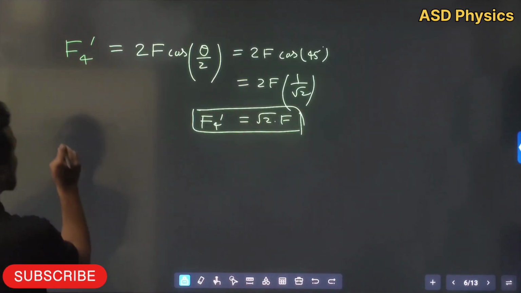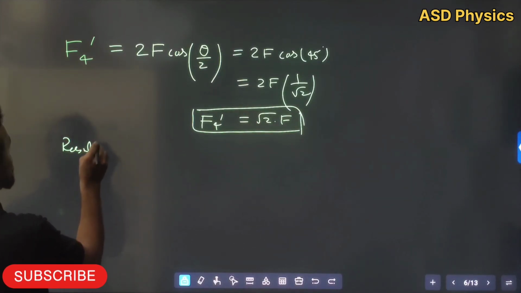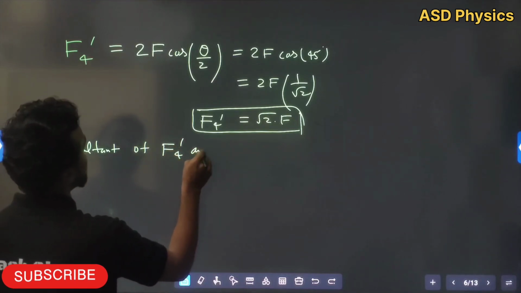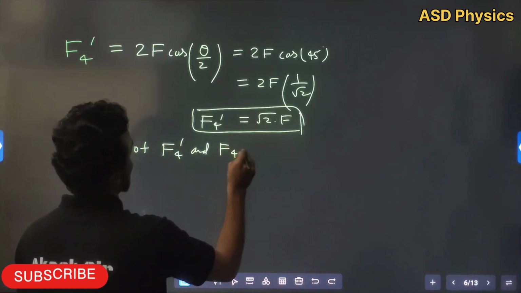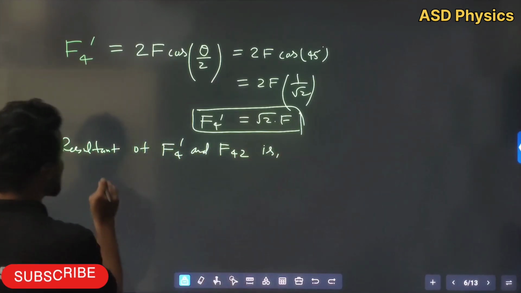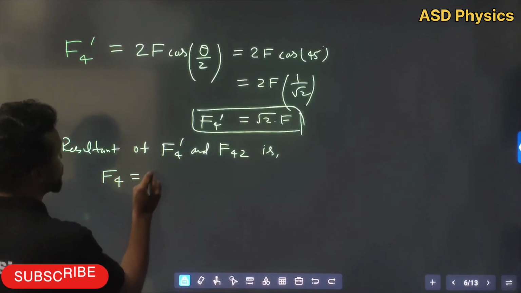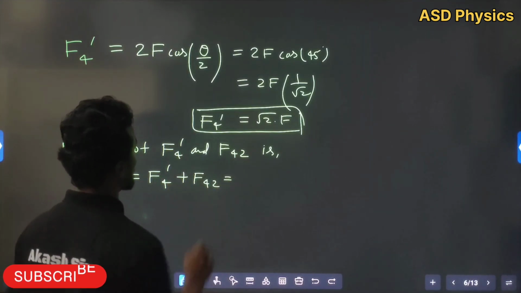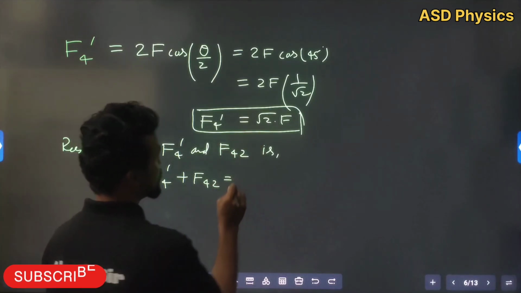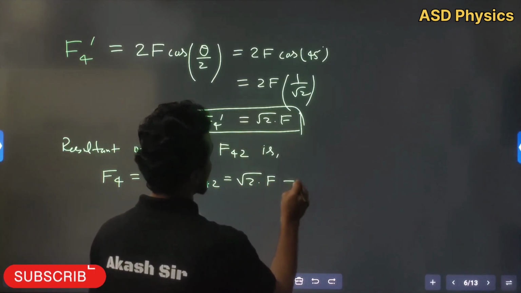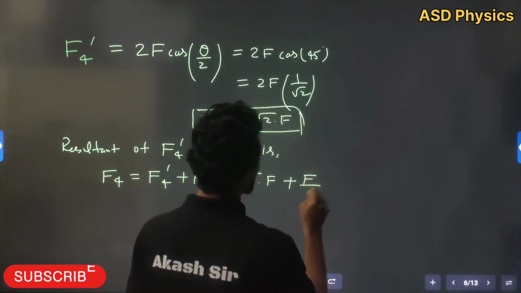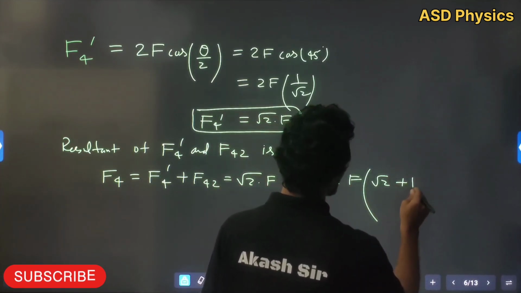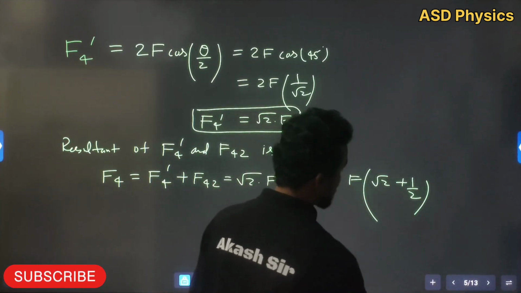So see, students. Now again, the resultant of F4 dash and F42, both are in the same direction. That means we can write F4 equal to F4 dash plus F42. What is the value of F4 dash? Students, see please, root 2 into F, and the F42 value is F by 2. So F is common, so we can write root 2 plus 1 by 2. And what is the value of F?